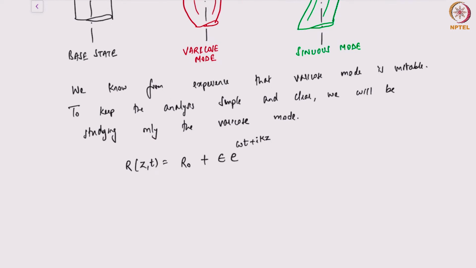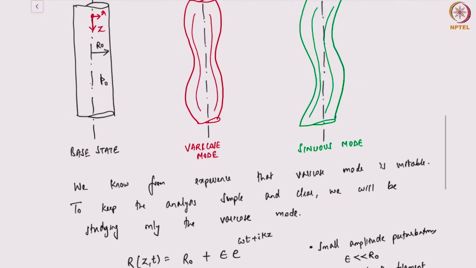carefully. So the first step is we say small amplitude perturbations, which means that epsilon is much smaller than r0. The second thing that we are saying is no twist to the filament, which means that the base state we know is axisymmetric, but even the perturbed state is axisymmetric. So in other words, this is in line with my drawing.